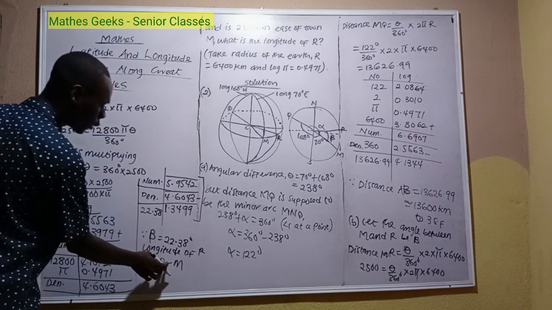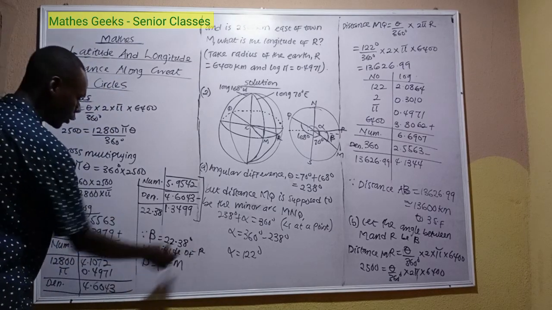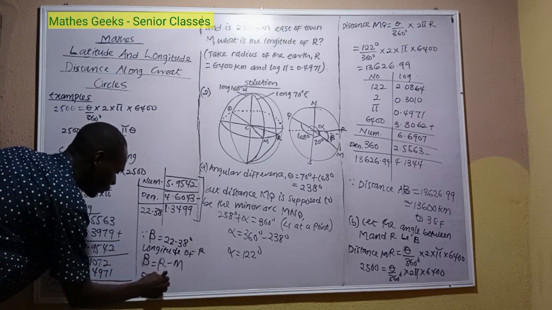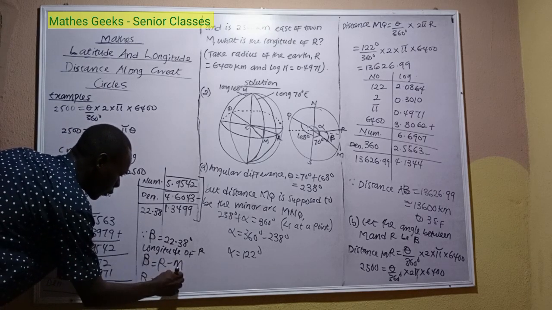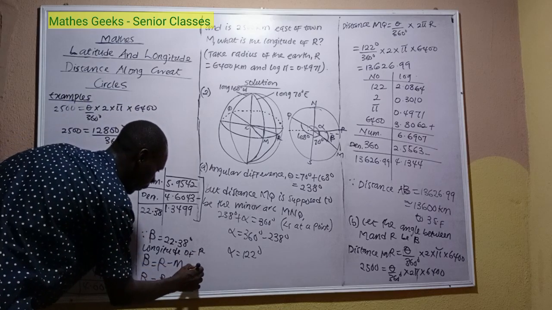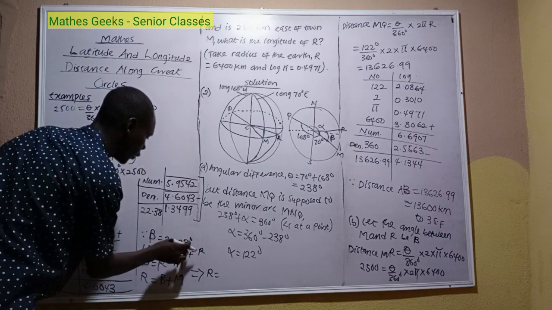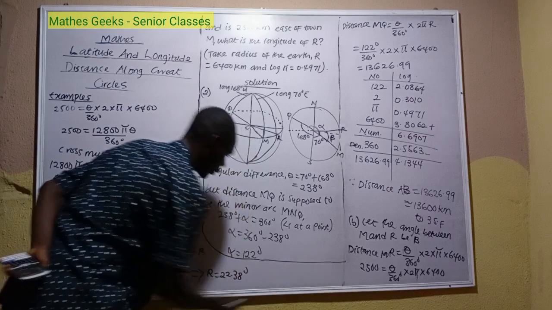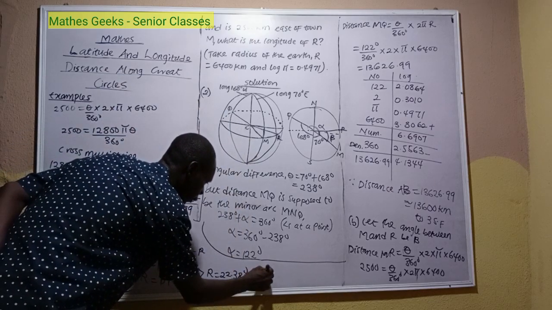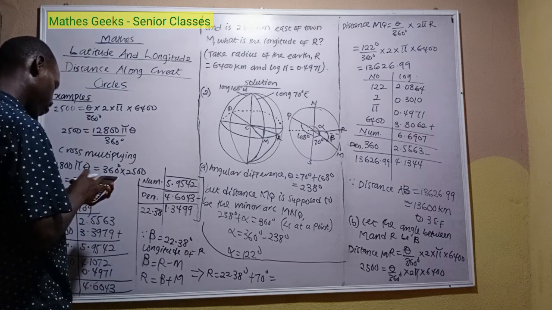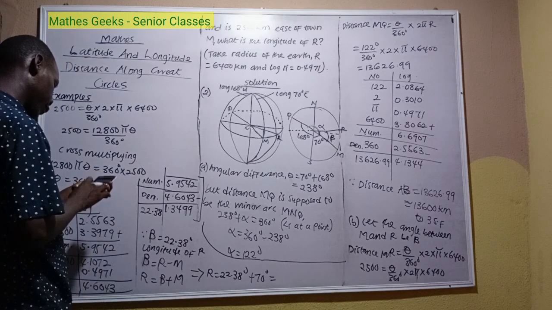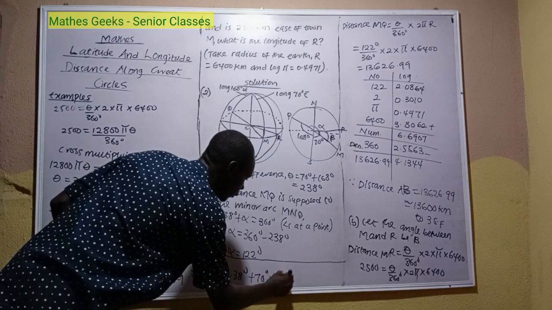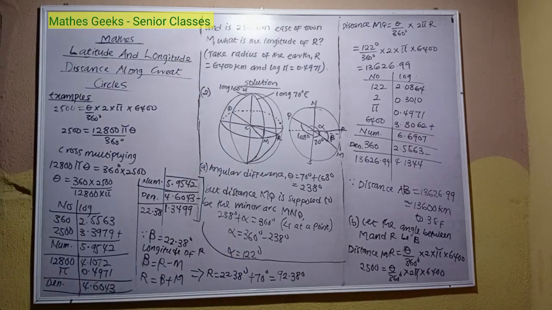So now we are looking for the value R. We've gotten the angular difference, which is 22.38 degrees. So R is equal to beta plus, this one comes over to give us M. So which implies that R is equal to beta, which is 22.38 degrees. Let me separate these like this. So 22 plus 70 degrees, that will give us 70 plus 22.38, that's 92.38 degrees. So that's the value for R. So the longitude of R is equal to 92.38 degrees.